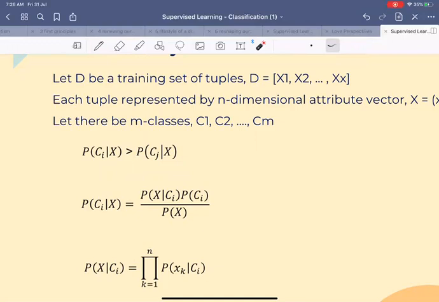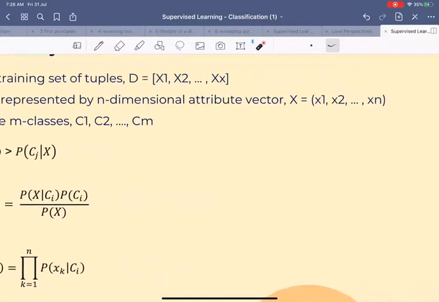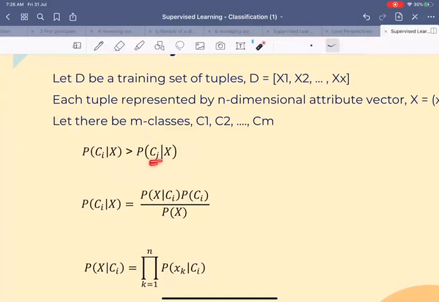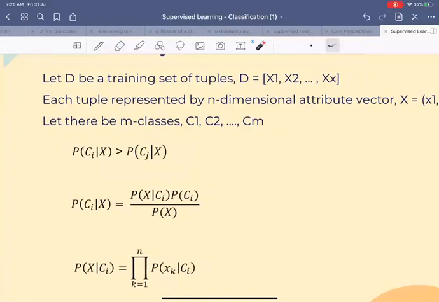Now we'll see how we evaluate this part. What is the probability that a passenger has survived given the different attributes that we have? And what is the probability that the passenger has not survived given the attributes that we have? Bayes' theorem says that to evaluate the probability of a particular class given the attributes we have, it can be done using this formula.